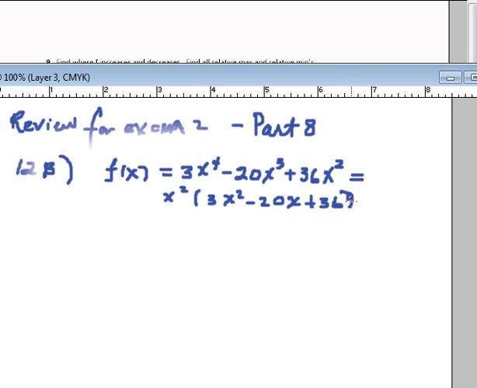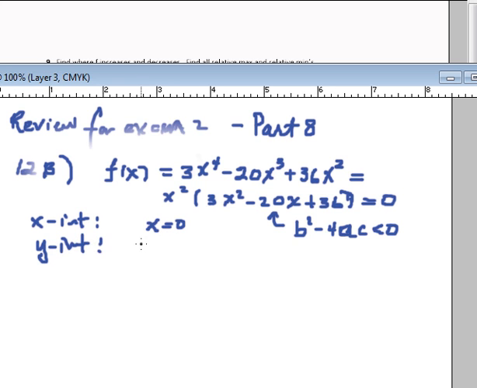Now if we want to check out the x-intercepts, we'll be setting this equal to 0. From this factor, we have x equals 0 as an x-intercept. What about the second quadratic factor? You won't be able to factor this, and in this case b squared minus 4ac, the discriminant, is less than 0. So no zeros come out of this quadratic, so the only x-intercept is x equals 0, and that's the y-intercept as well. So 0, 0 is the x-intercept and the y-intercept.